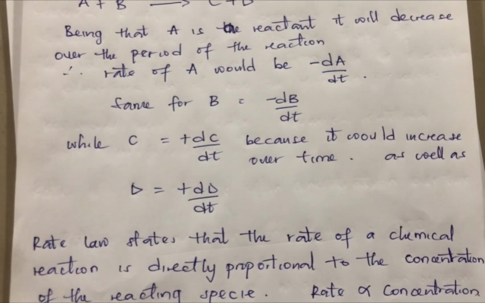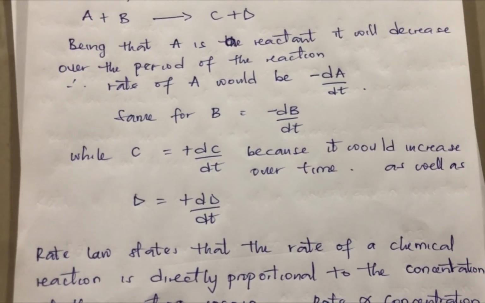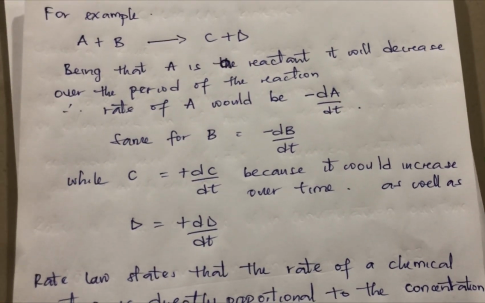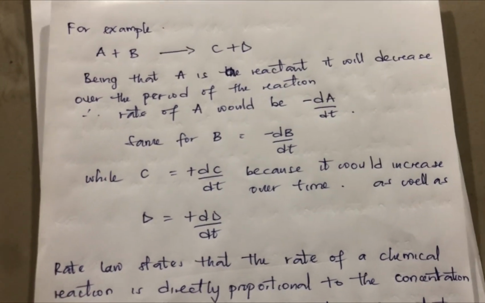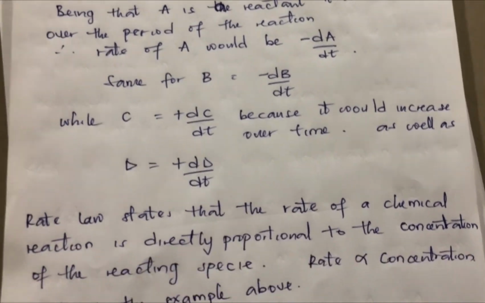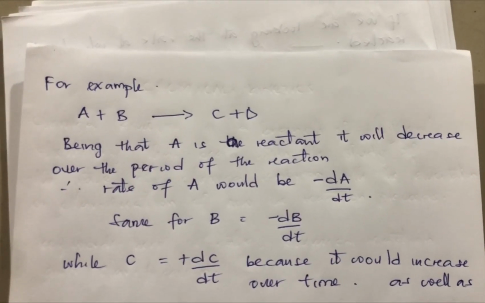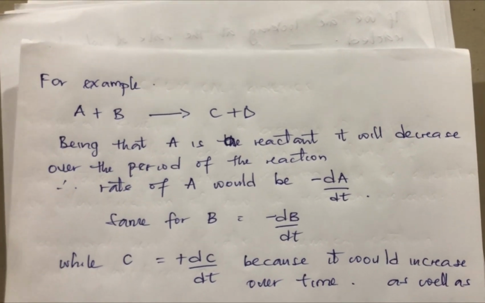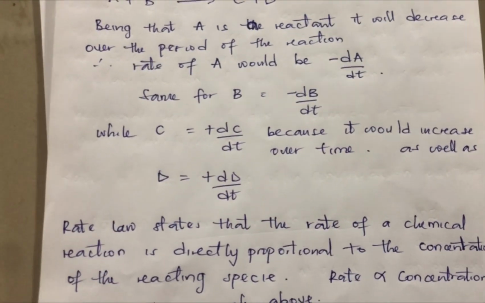And the same thing for B. Because B is also a reactant, the rate at which B reacts in this particular reaction would be minus dB over dt. Why is it minus? Because B is a reacting species.